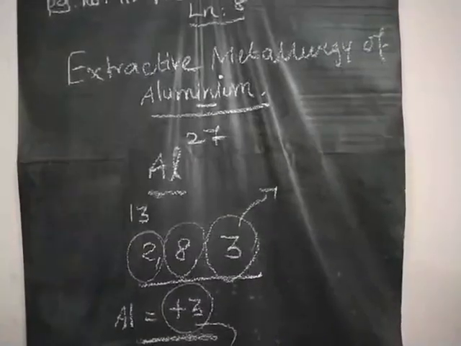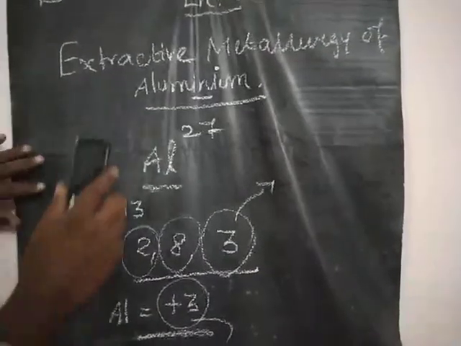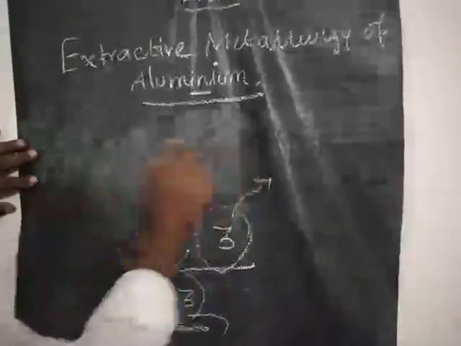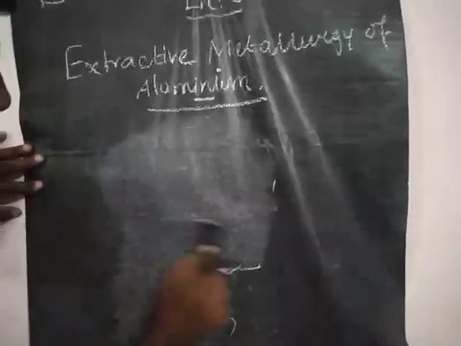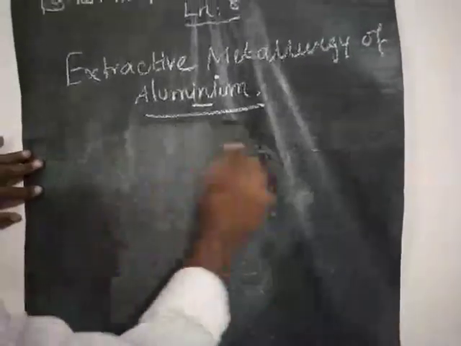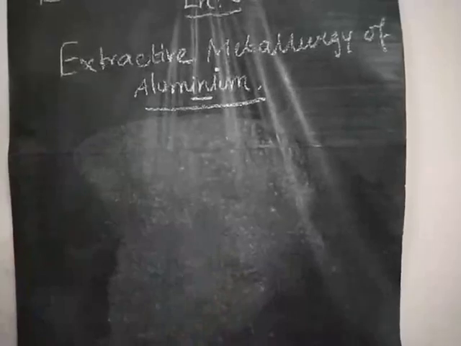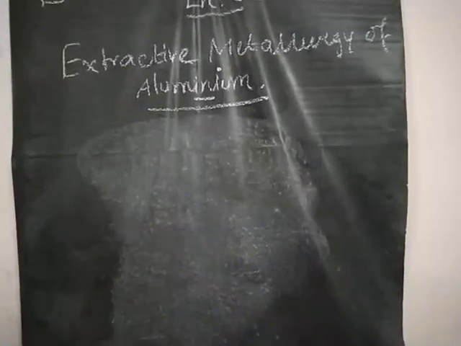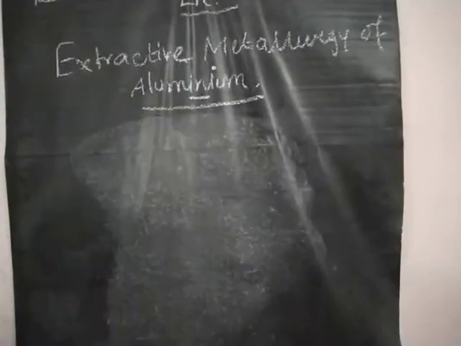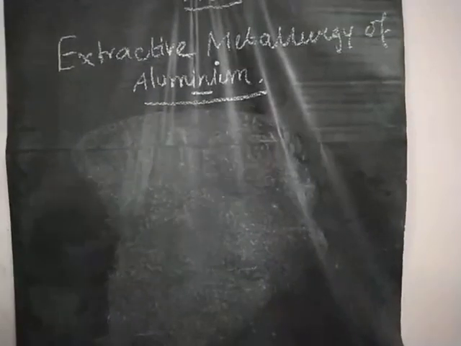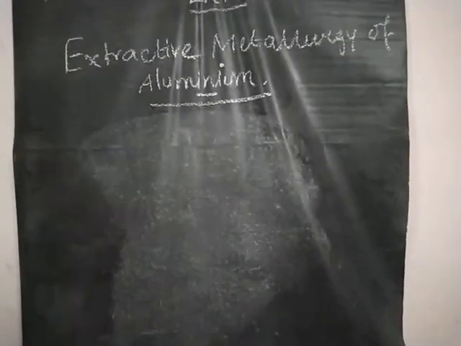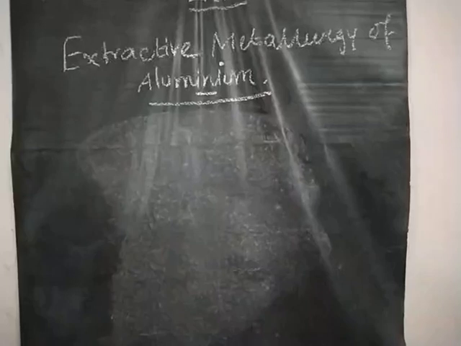So next, what are the ores? Next we will enter into the new topic. Aluminium is a highly reactive metal, abundantly found in the earth. It occurs in the combined state.